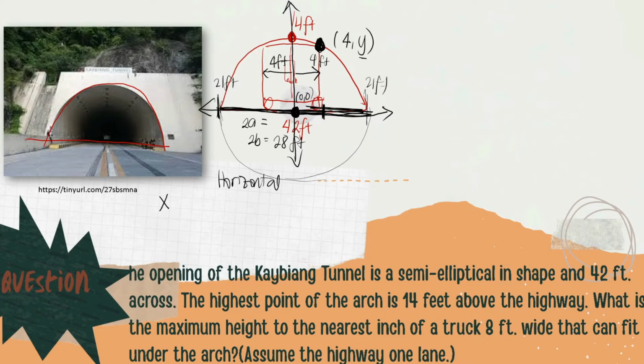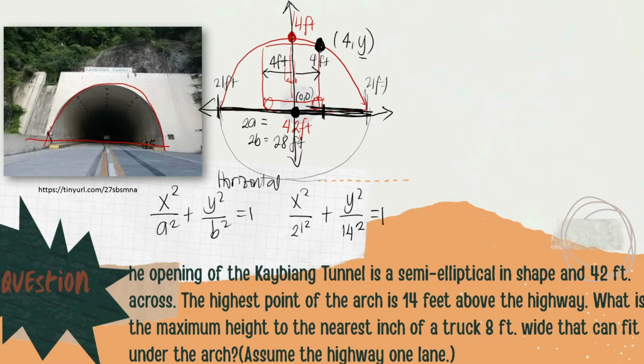Therefore, that is x squared over a squared plus y squared over b squared is equal to 1. We have a which is 21, half of 42. So that is x squared over 21 squared plus y squared over, our b is 14, so 14 squared, is equal to 1. So how do we get the maximum height of the truck?